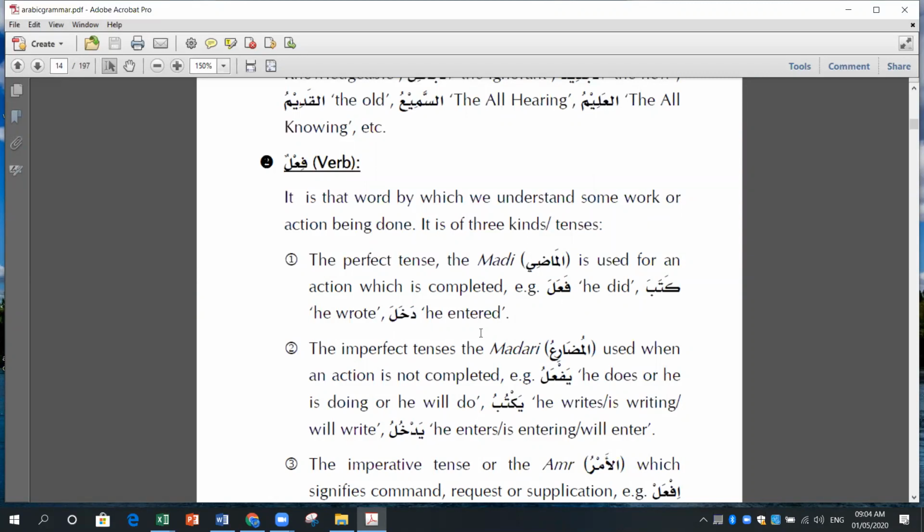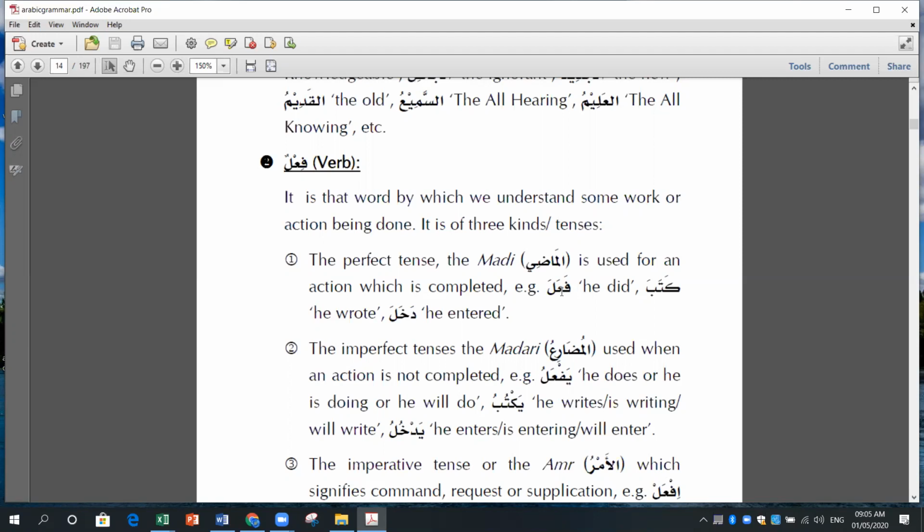Total three, and I'll tell you all three. For example, it may be fa'ala, it may be fa'ila, where ain will have a kasra, or it may be fa'ula, where ain will have a dhamma. These are the total three possible scales.